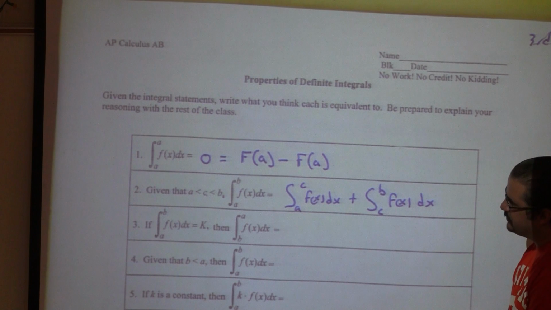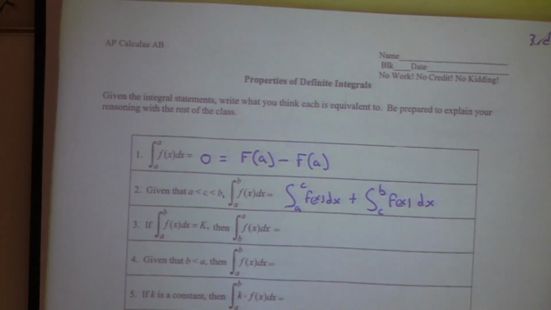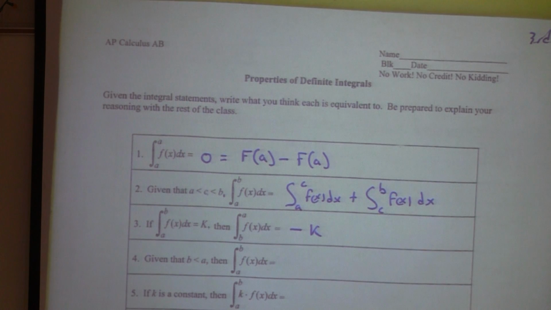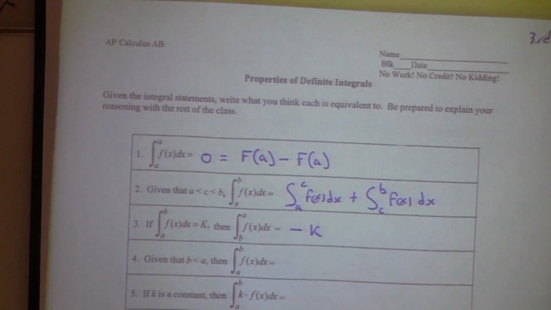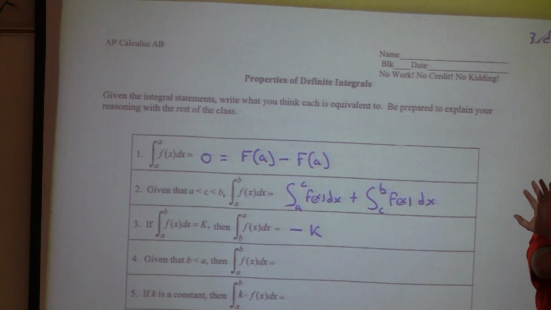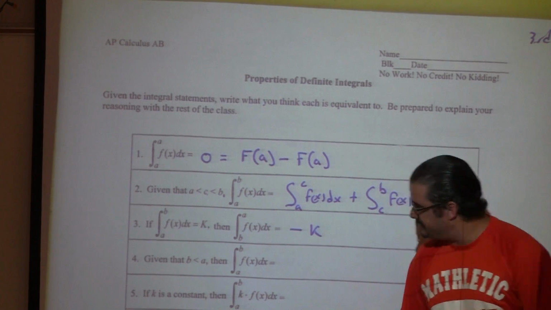Number 3 says, if the integral from A to B of f of x is equal to k, then what do you think the integral from B to A is going to be? Negative k. Okay, why would it be negative k? Yeah, just opposite direction. The other one was like f of b minus f of a, and we got a positive number, right? So if I switch those numbers, then I should get a what? The opposite of it, right? The negative of it. Okay.